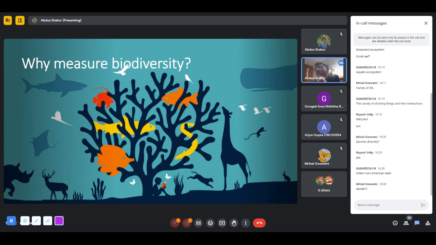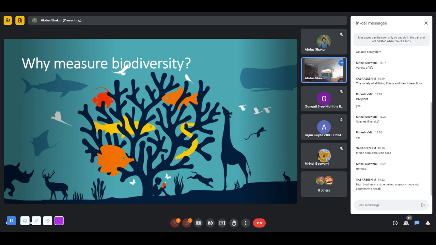So there is no single answer to it because everyone has their own perspective. For example, a conservation person who wants to conserve a species or an area wants to measure the biodiversity of that area so that they can have a better understanding of what species are present, what the rare species are, or which important species need to be conserved. High biodiversity is also perceived as synonymous with ecosystem health. Yes, that's a really interesting point.